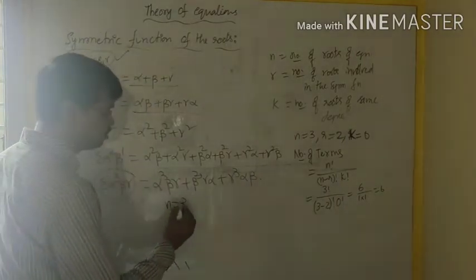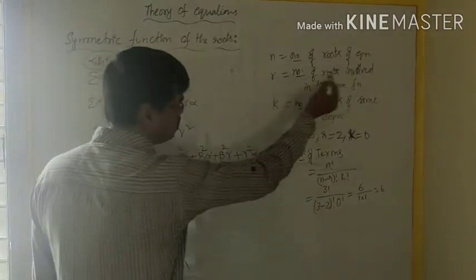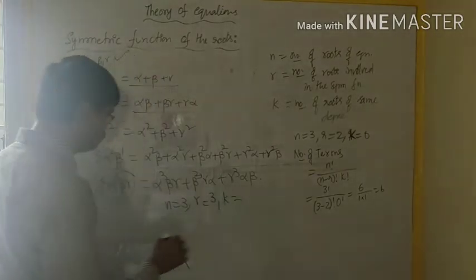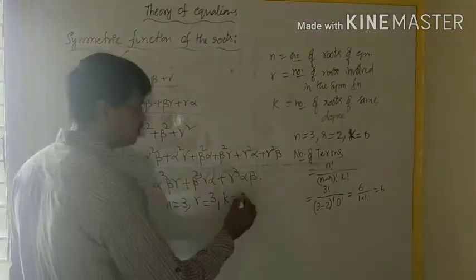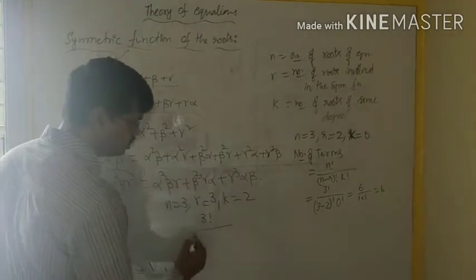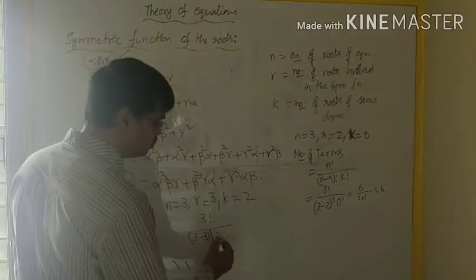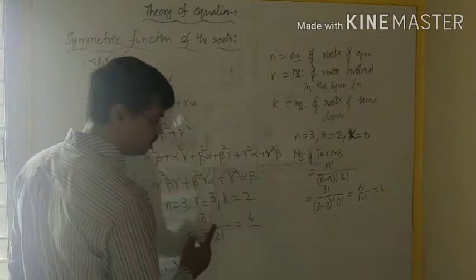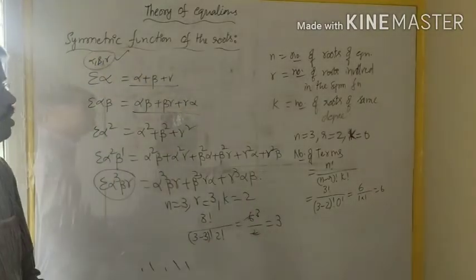Now calculate based on the formula. Here n value is 3 because the number of roots is 3. Next, r is the number of roots involved in this. Here all 3 roots are involved, so r is also 3. K value, how much? Here 2 roots, beta and gamma, have the same degree. So k value is 2. So 3 factorial by n minus r, 3 minus 3 factorial into 2 factorial. 3 factorial is 6, 0 factorial is 1, 2 factorial is 2. So 3. Like that we can calculate.